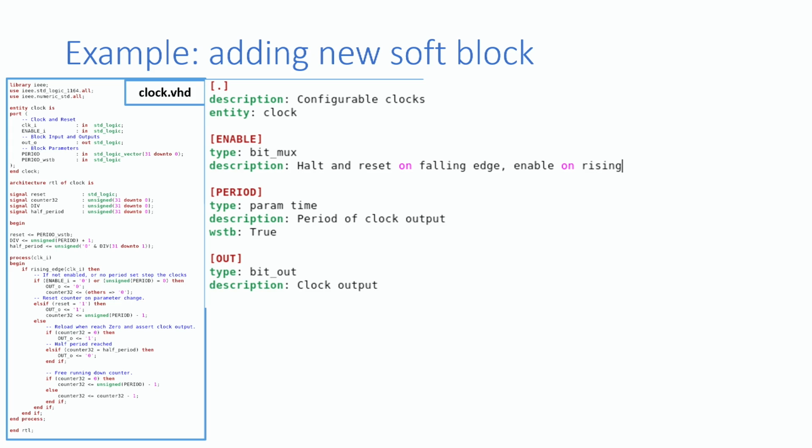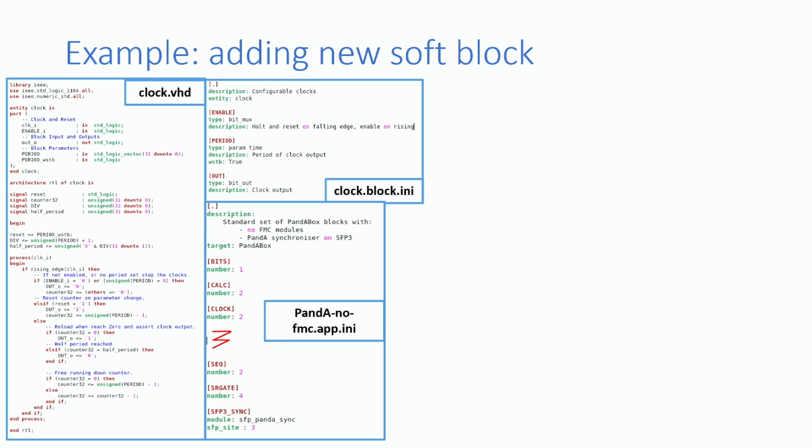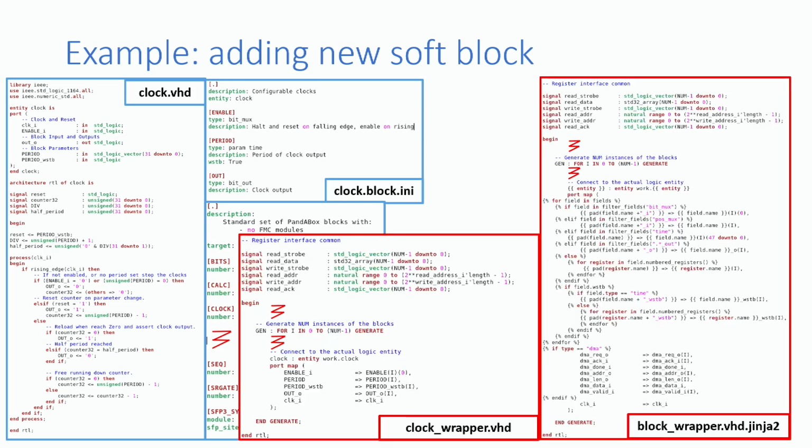So this is what would be our block.ini file. Again, very simple. We just define the enable to be a multiplexer on the bit bus, the period to be a parameter, and the output to be a bit out going onto that bus. We also need a top-level app ini file that specifies that we're using that. This just tells it the target is PandABox, and here's listed clock number 2, so there'll be 2 clock blocks in this design.